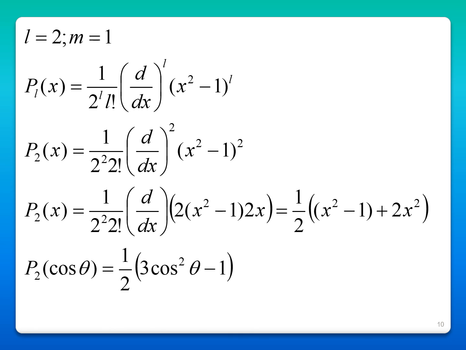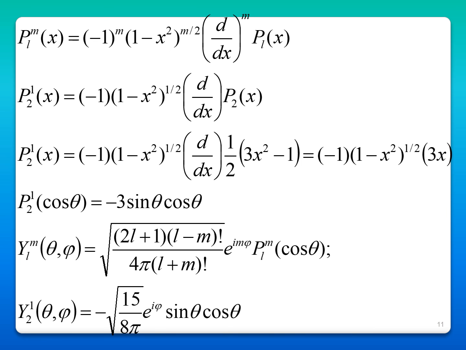So next is for M is equal to 1, L is equal to 2. Then the P2 of X is the same thing, and P_2^1 of cos theta, if you substitute the value of M is equal to 1, you end up with minus 3 sin theta cos theta. So if you substitute this value in Y_LM, that is Y_21 of theta and phi is equal to minus of square root of 15 divided by 8 pi e power i phi sin theta cos theta.